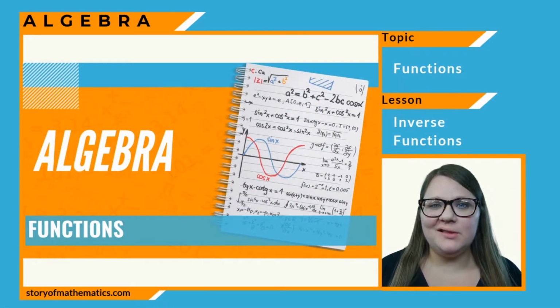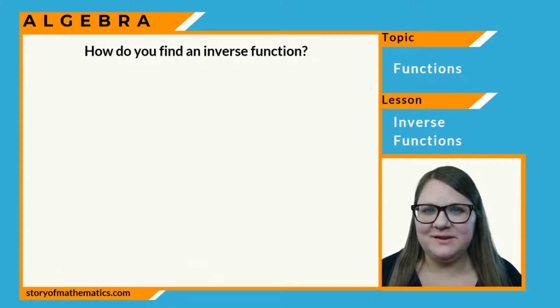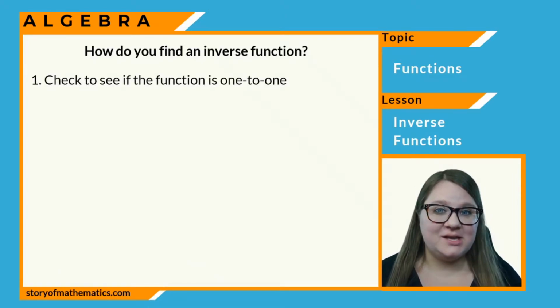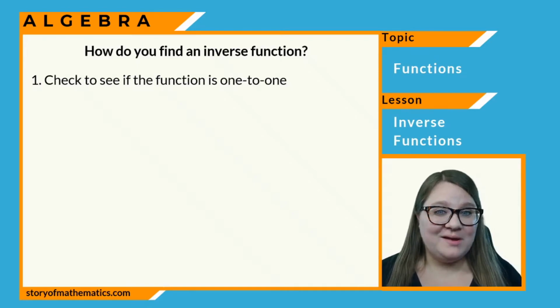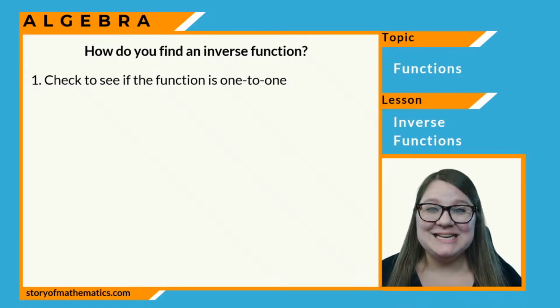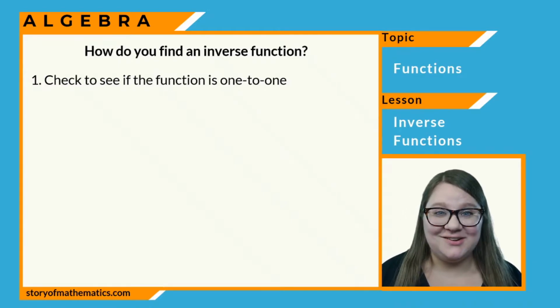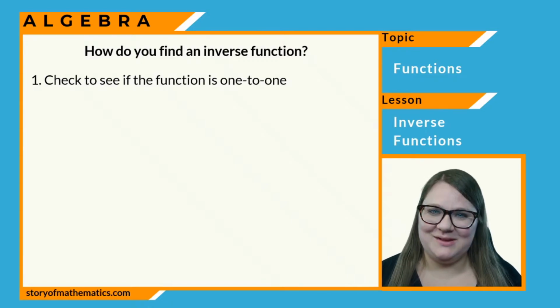Hi, in this video, we're going to learn about inverse functions. So how do you find an inverse function? Well, the first thing you want to do is make sure that the function you are given is one-to-one. If it is not one-to-one and it fails what's called the horizontal line test, then there is no inverse, all right? So make sure it's one-to-one.